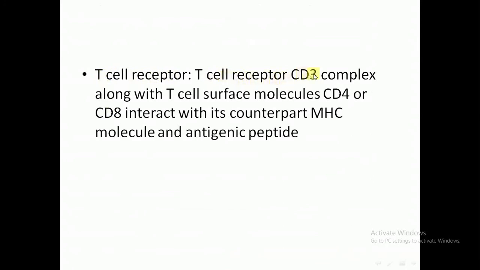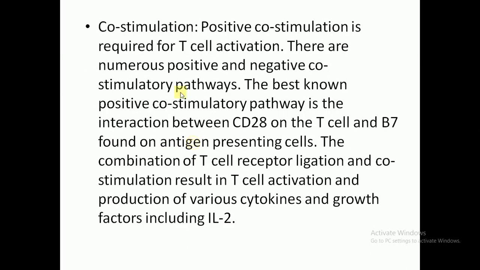The T cell receptor CD3 complex, along with the T cell surface molecule CD4 or CD8, interacts with its counterpart MHC molecules and antigenic peptide. This is all, as you know, before T cell activation. And there is co-stimulation. Positive co-stimulation is required for T cell activation. The previous is the first signal of T cell activation, and this is the second signal. There are numerous positive and negative co-stimulatory pathways, and the best known positive co-stimulatory pathway is the interaction of CD28 on the T cell surface with the B7 molecule, which is found on the antigen-presenting cell. As you know, this is the second signal in T cell activation, which you mentioned in the previous lectures.